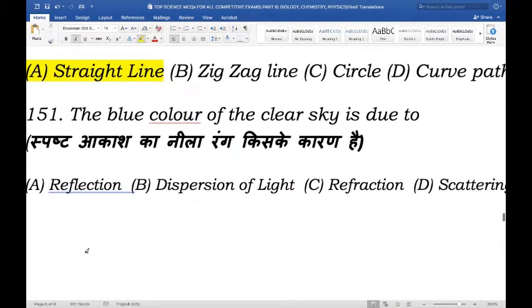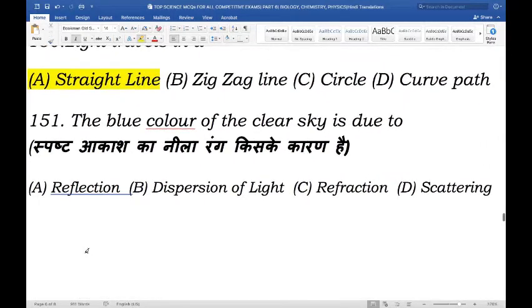Question number 151. The blue color of a clear sky is due to, is A. reflection, B. dispersion of light, C. refraction, or D. scattering? So the blue color of clear sky is due to B. dispersion of light. Blue light is scattered in all directions by tiny molecules of air in Earth's atmosphere. And blue specifically is scattered more than any other color because it travels as shorter and smaller waves, which explains why we see blue sky.